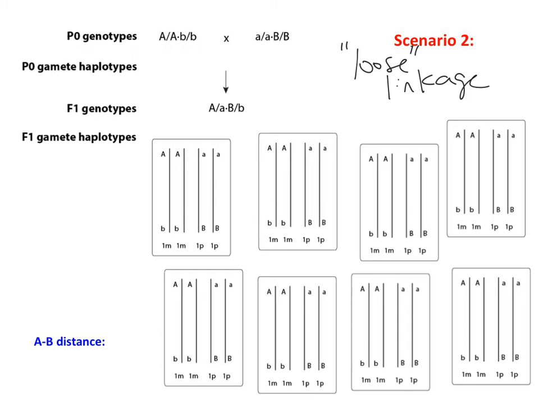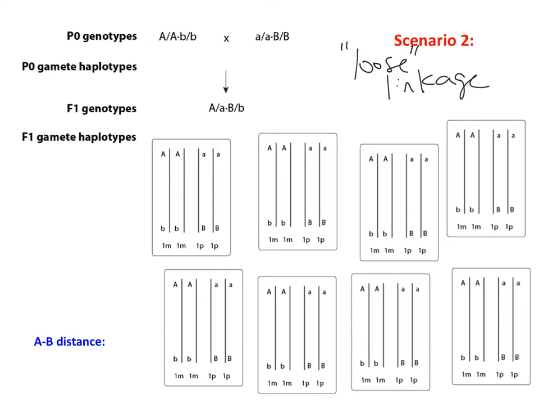Don't look. When the genes are on the same chromosome and right next to each other. So there are three extreme cases that we're talking about today to learn how to calculate genetic distance. So loose linkage. Okay.